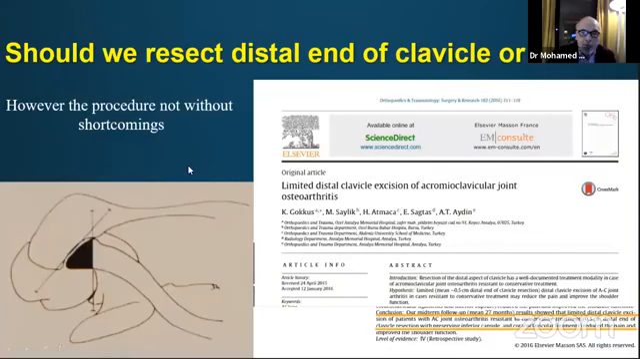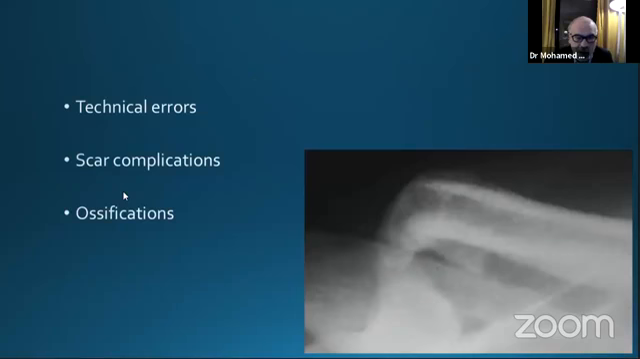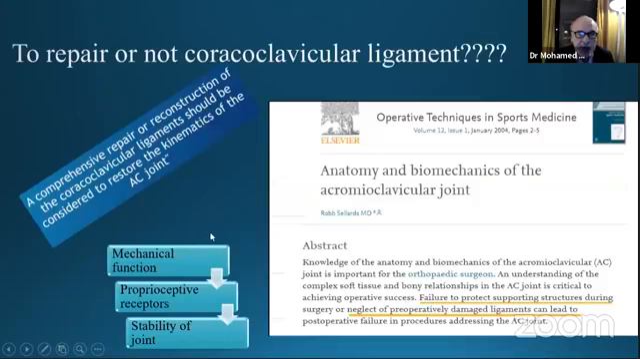What about whether we should resect the distal end of the clavicle? This is a technique to resect the distal end of the clavicle. At one time, it was a routine, but it carried a lot of technical errors, scar complications, and ossifications. To repair or not to repair the coracoclavicular ligament, this is also an issue of debate.